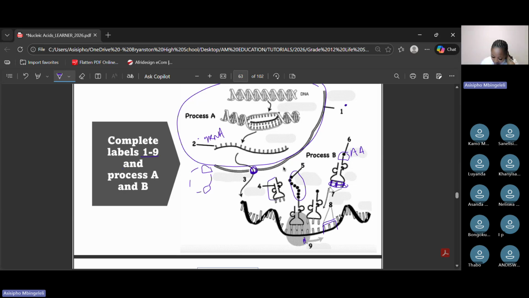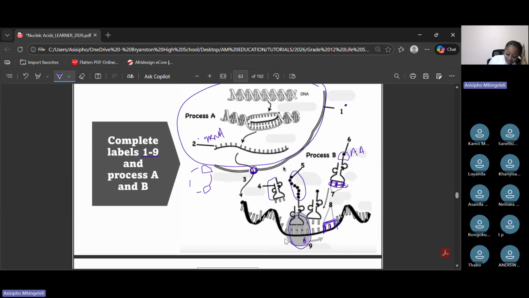Okay, then there is 8 over here. These 3 bases over here. Anyone? Codons. Then 9, this organelle over here. That's 9. What's the name of that organelle? It's the ribosome. Thank you.